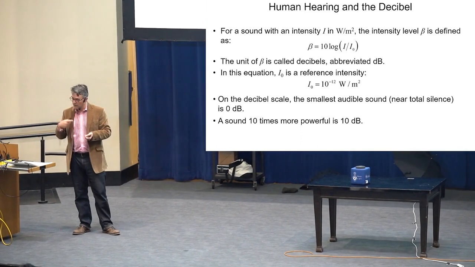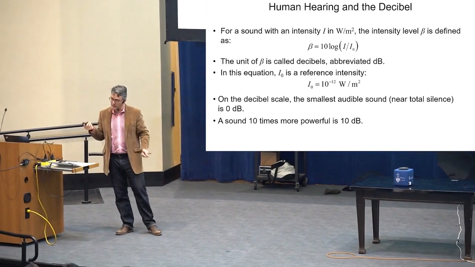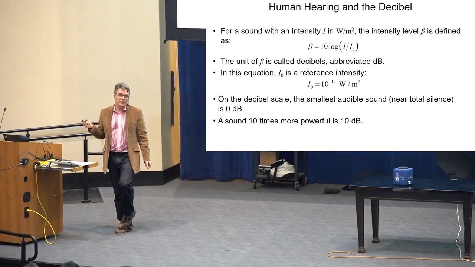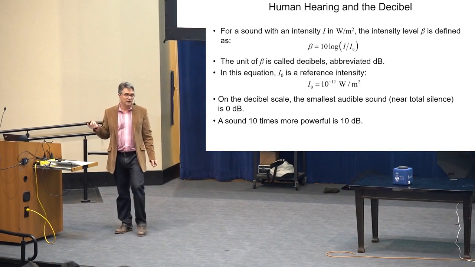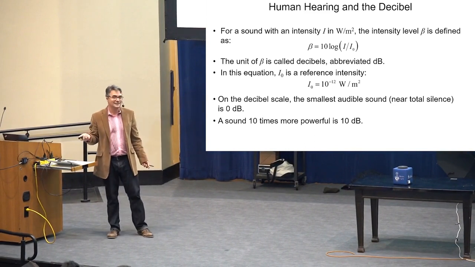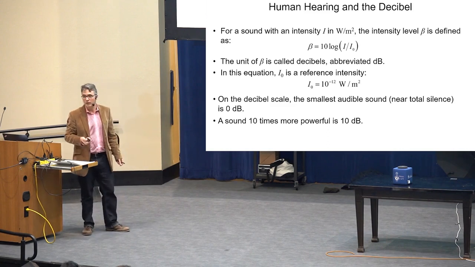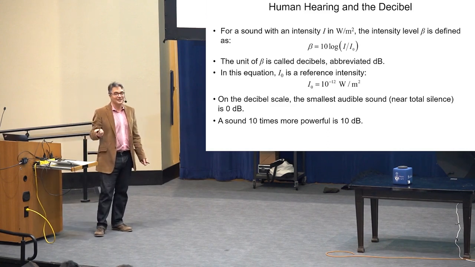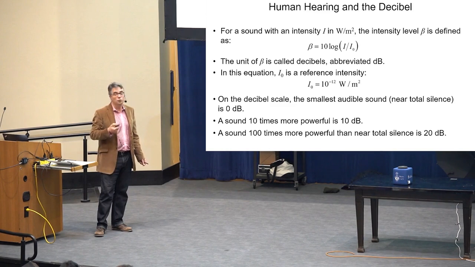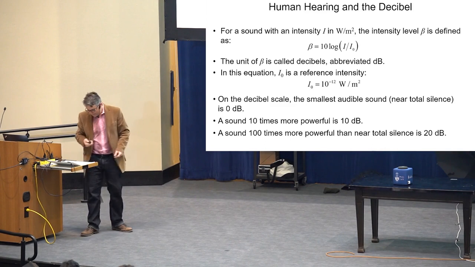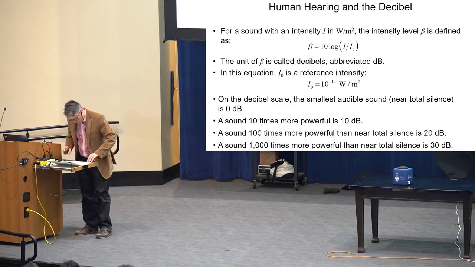Then if you increase the intensity by a factor of 10, you get the logarithm of 10, which is 1. And you multiply by 10, you get 10 decibels, that's 10 times more powerful. But you'd think the next step would go to 100, it doesn't. It goes to 20 when you increase by another factor of 10, because the logarithm of 100 is 2, times 10 is 20, etc. 1,000 would be 30 decibels.